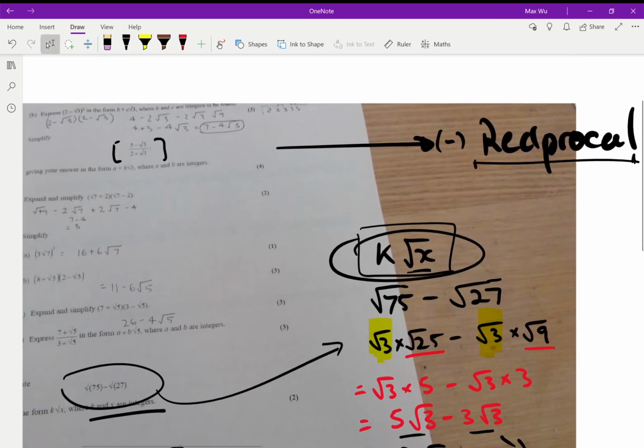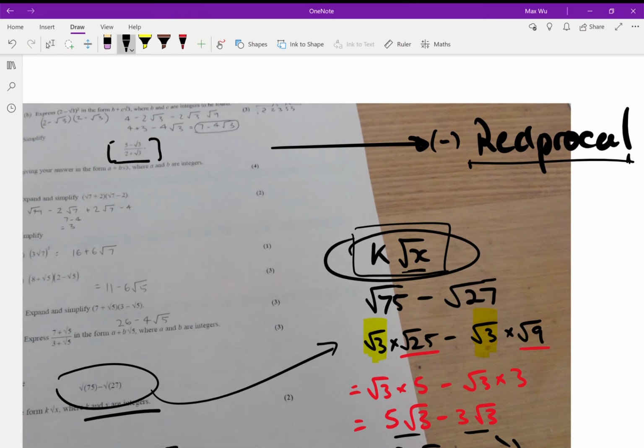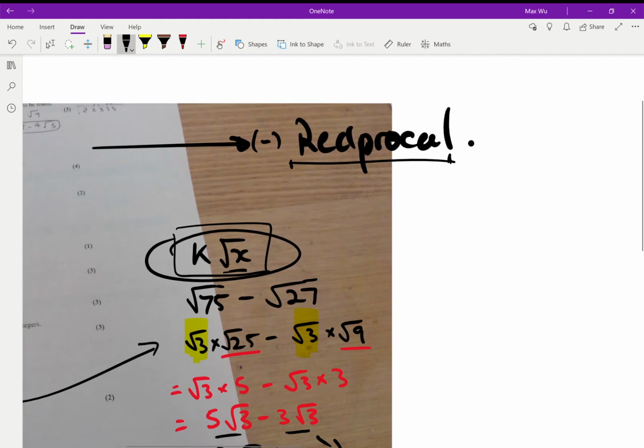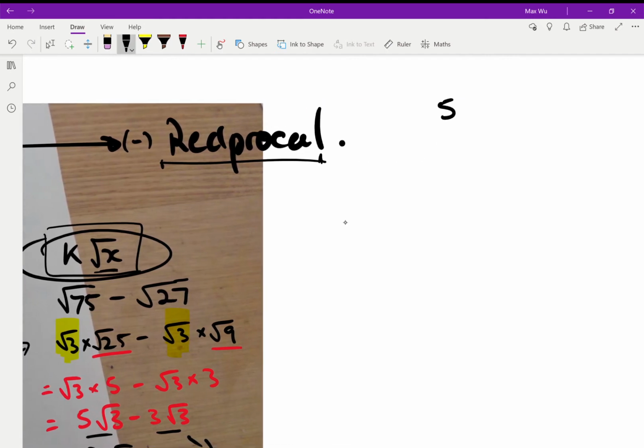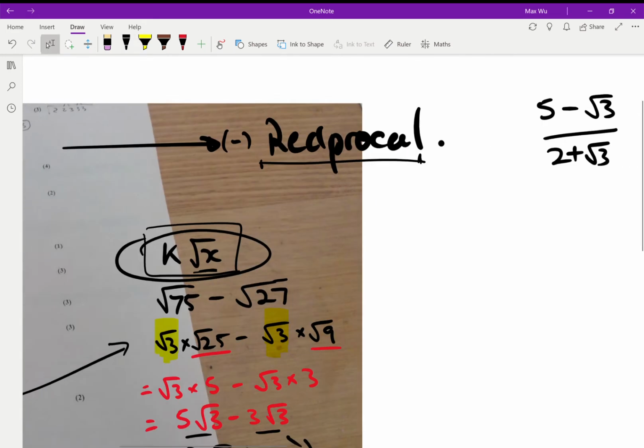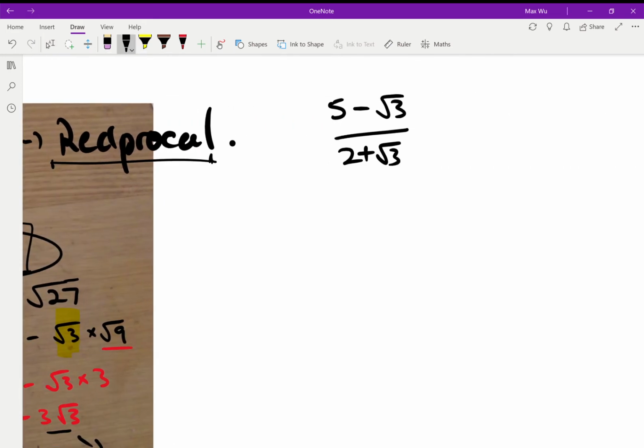Now let's quickly go over this one. What does this look like? We have 5 minus square root 3 over 2 plus square root 3. Let me just double check if that is right. Yep. Okay, and let's see what we can do. I said multiply by the negative reciprocal. So if we have 1 over a, its reciprocal would be a over 1. Reciprocal just means flip it.